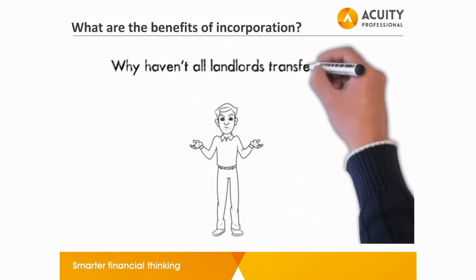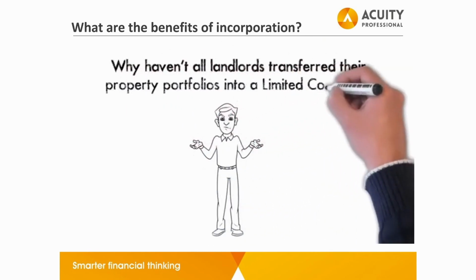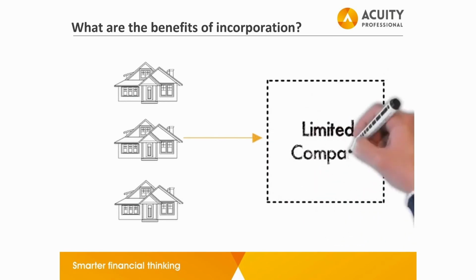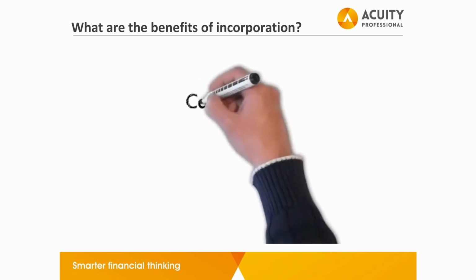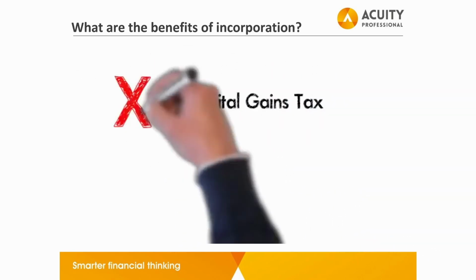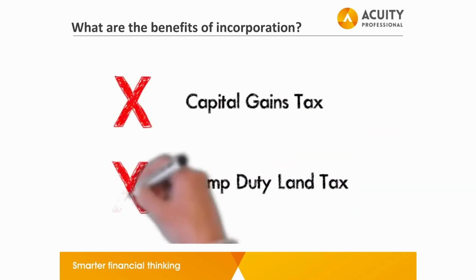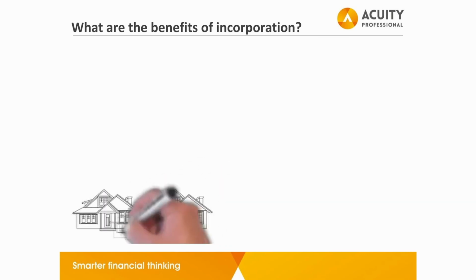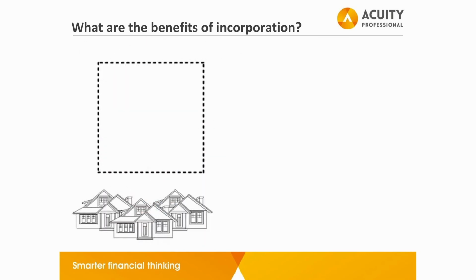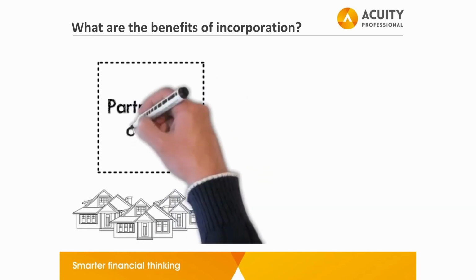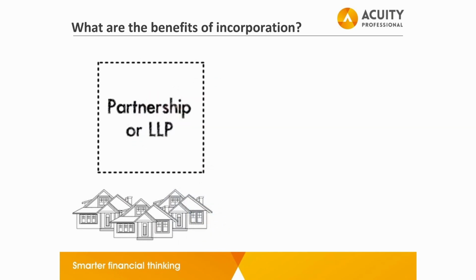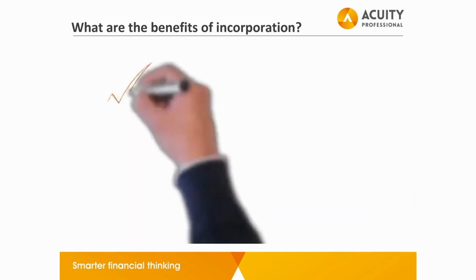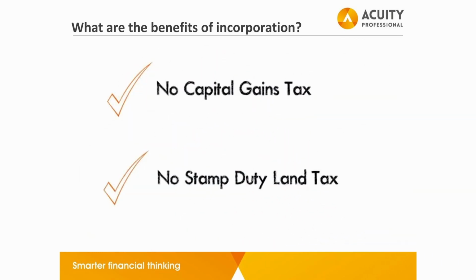So why haven't all landlords transferred their property portfolios into a limited company? If you transfer your property portfolio into a limited company, you will normally have to pay capital gains tax, CGT, and stamp duty land tax, SDLT, but there is a way around this. If your property portfolio operates as a business and sits in a partnership or an LLP, then you should be able to transfer your property portfolio into a limited company without CGT and SDLT.